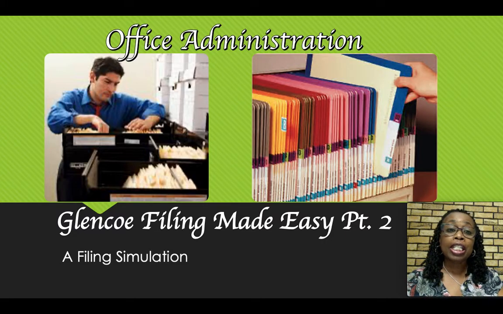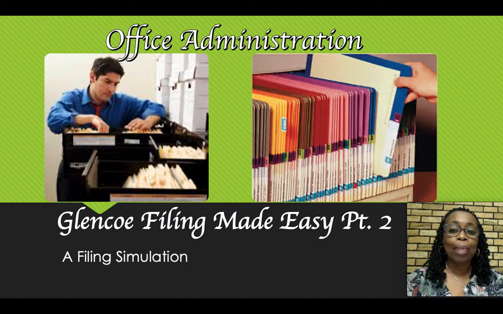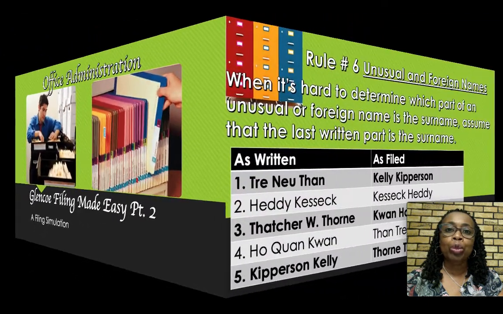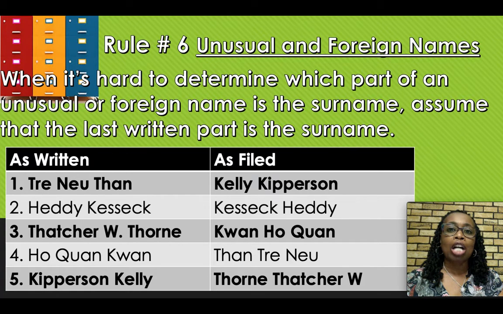Today we're going to continue with Glencoe Filing Made Easy. Last time we learned filing terminology and 5 filing rules. Today we're going to learn 5 additional filing rules because there are 20 rules applied to filing. We're going to begin with filing rule number 6, unusual and foreign names.